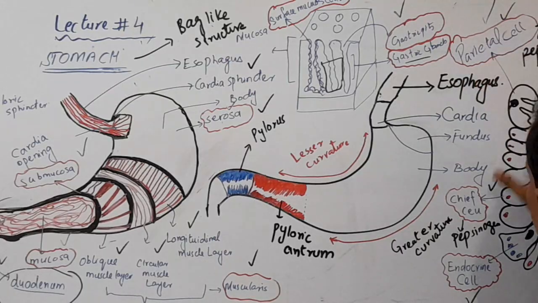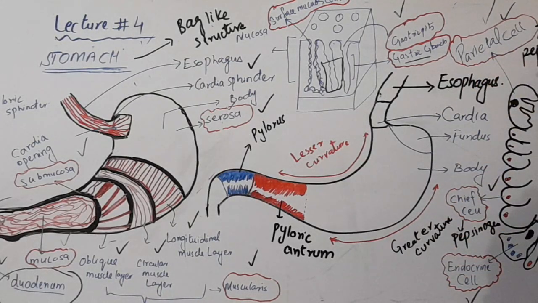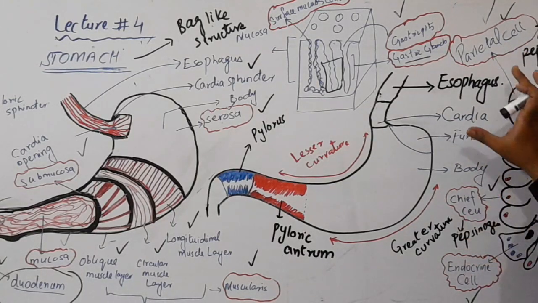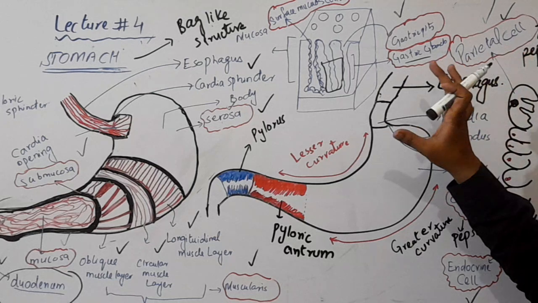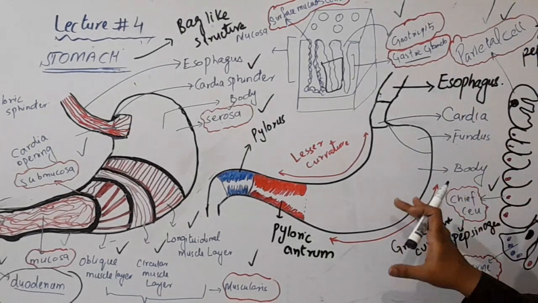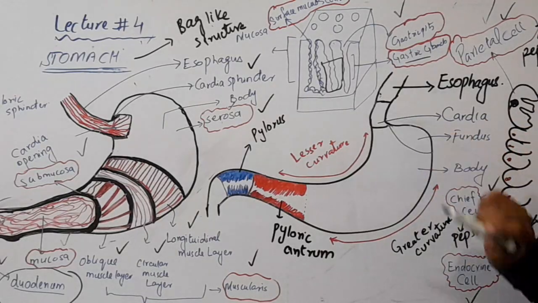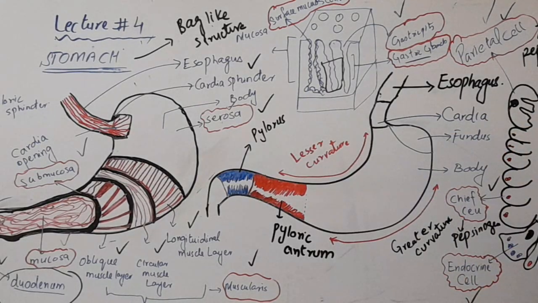After discussing these general structures, we will discuss the mechanisms: what kind of functions these cells further perform, and what is the main mechanism of chemical digestion inside the stomach. We discuss general portions of the stomach. These are the general divisions of the stomach.